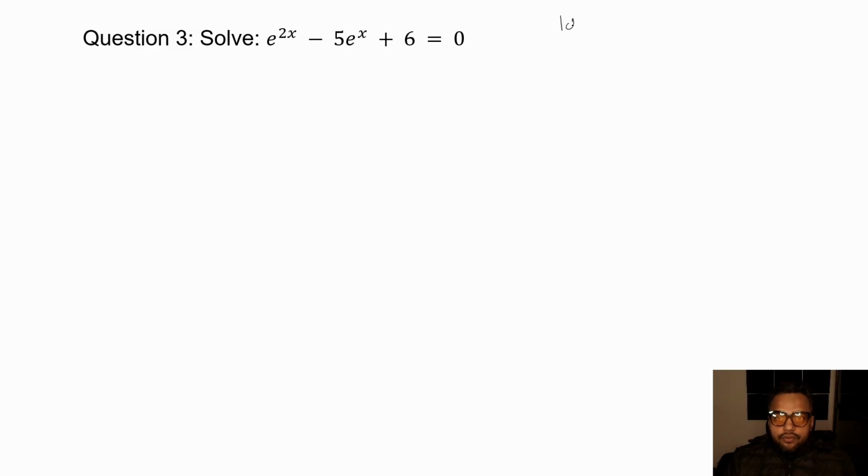So let's say e raised to the power x equals y. If e raised to the power x equals y, it means e raised to the power 2x will be equal to y square. Now plug in these values here. So what we'll get? We'll get y square negative of 5y plus 6 equals 0.